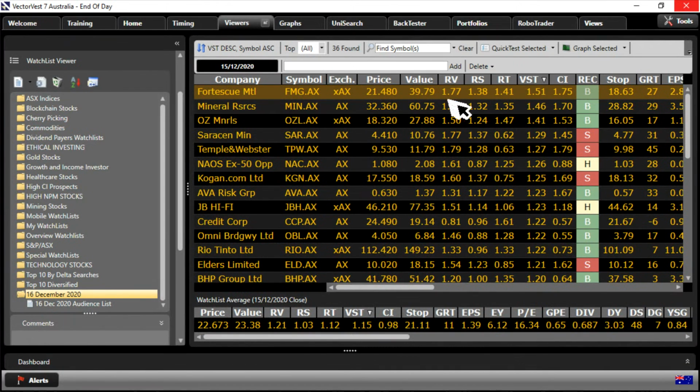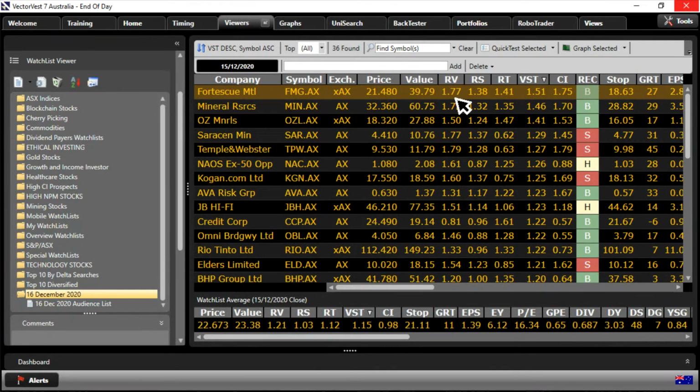Your fundamentals are RV and RS, again on a scale of 0 to 2. So those are your fundamentals. I'll explain those shortly. And RT is your short-term price momentum indicator. All right. So when we say fundamentals, we're talking about building blocks of those companies. So the first one we look at for fundamentals is RV on a scale of 0 to 2.